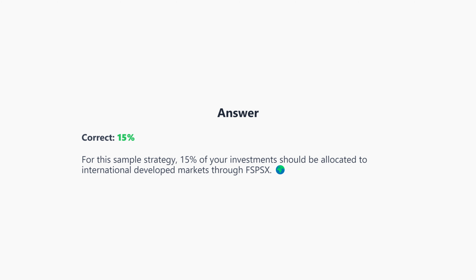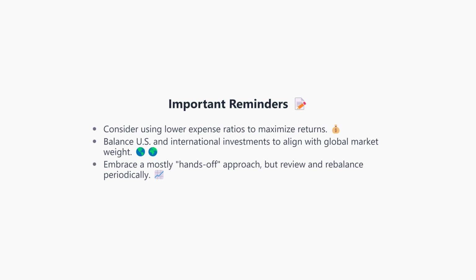The correct answer to our quiz question is 15%. In the sample investment allocation we discussed, 15% is allocated to international developed markets using FSPSX. Let's wrap up with some important reminders for managing your Roth IRA.